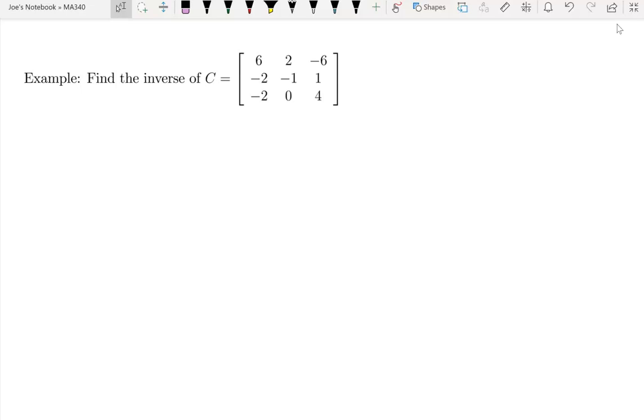Okay. Any questions about anything before we do another example here? Make sure we're all on the same page with inverse matrices, and then go on to the last topic.